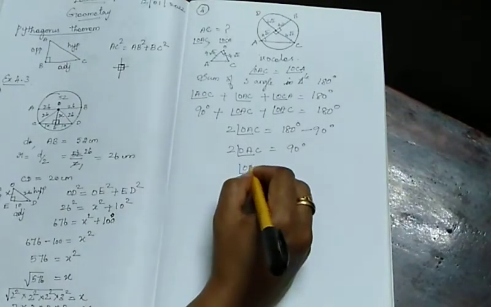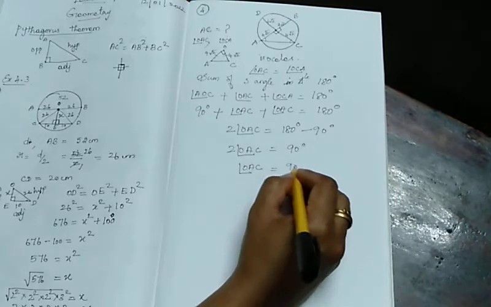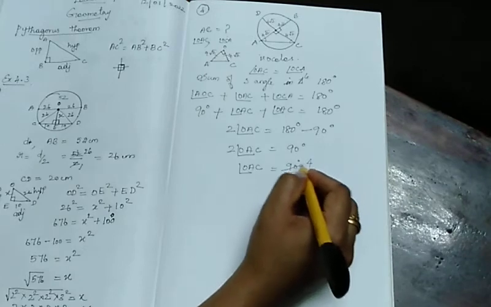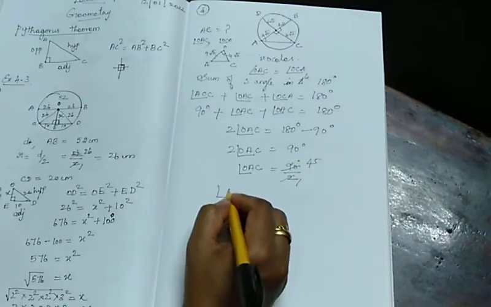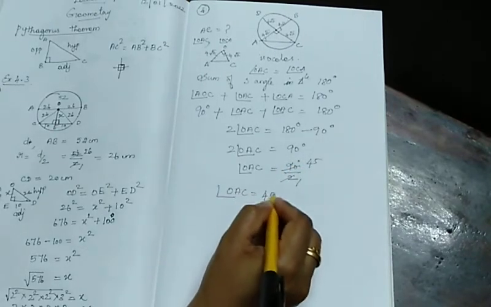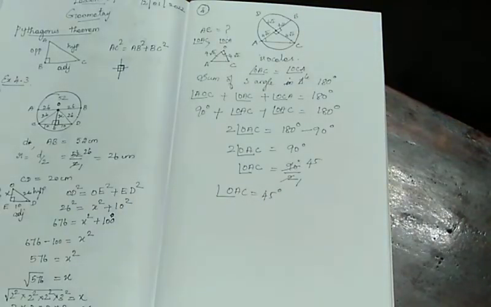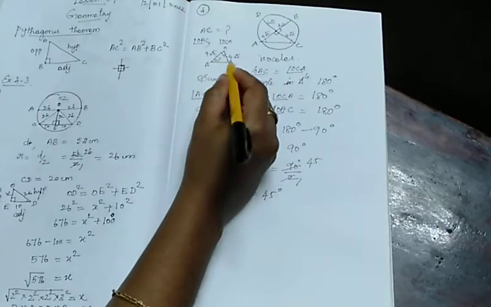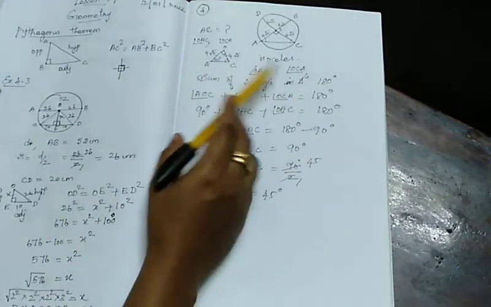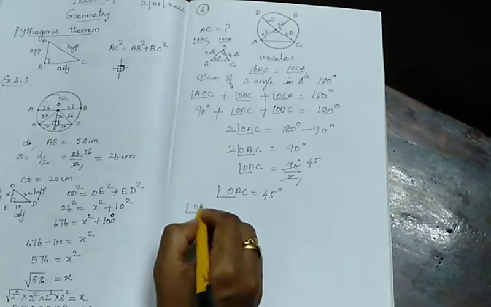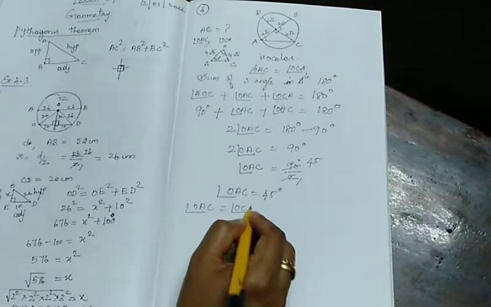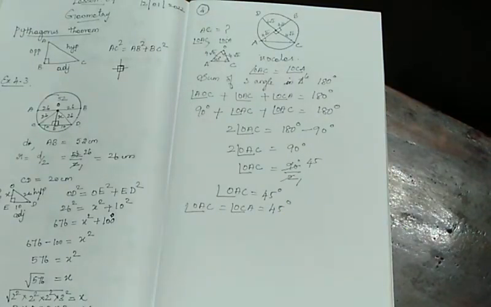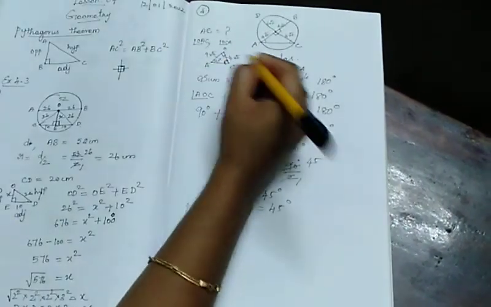So angle OAC, 2 goes to that side, which means 90 degrees divided by 2. Now cancel: 1 2 is 2, 4 2s are 8, 1 balance. So angle OAC is equal to, what is this angle? 45 degrees. So this angle also, we said both are the same. So angle OAC is equal to angle OCA. So the angle value we got.